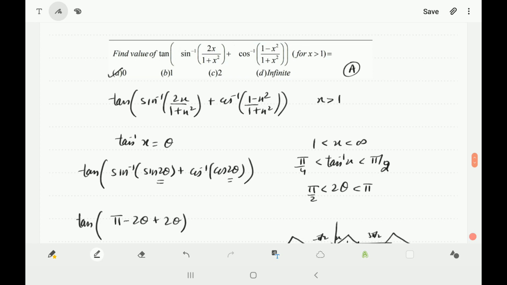We have solved this problem with the help of the x is equal to tan theta substitution also, and we have drawn the graph of sine inverse 2x upon 1 plus x square plus cos inverse 1 minus x square upon 1 plus x square, and then we have taken tan on the addition and we got the value of tan pi, which is 0. So the answer for this problem is option A.